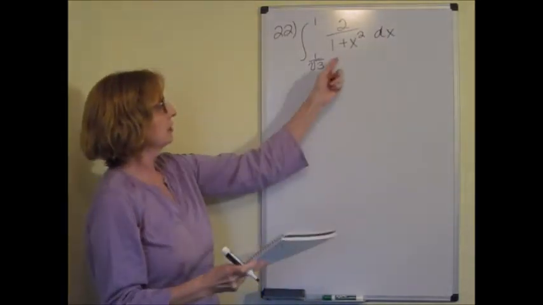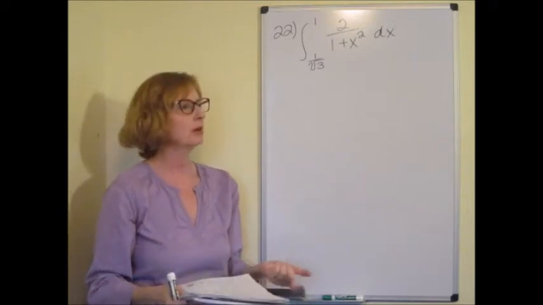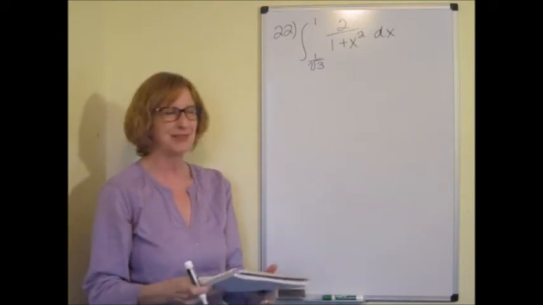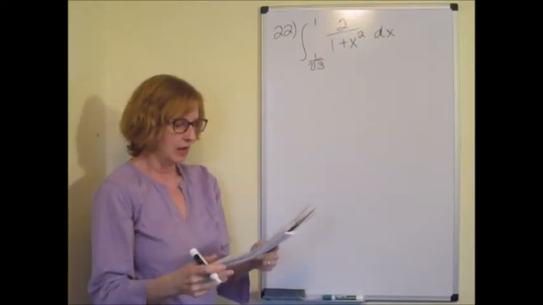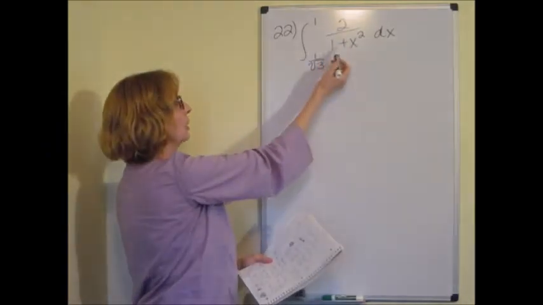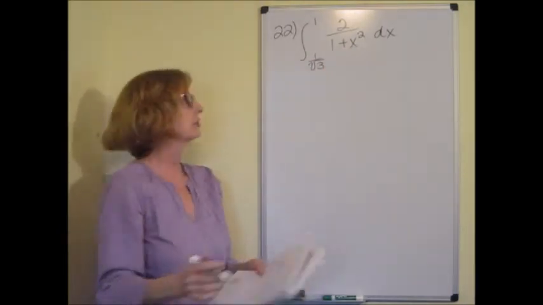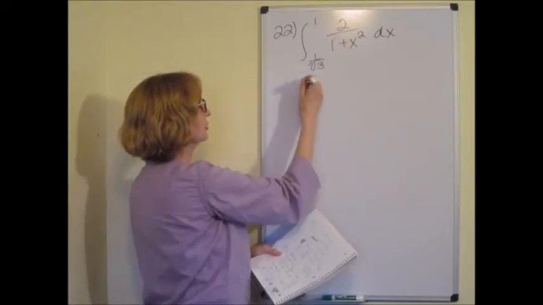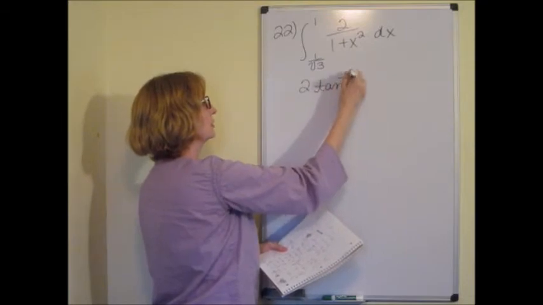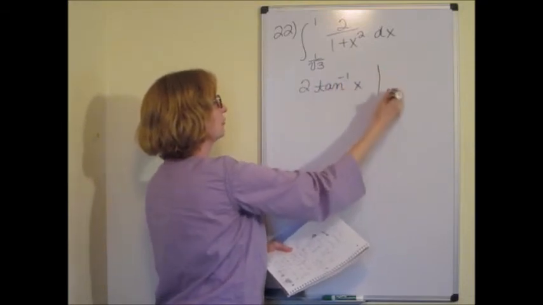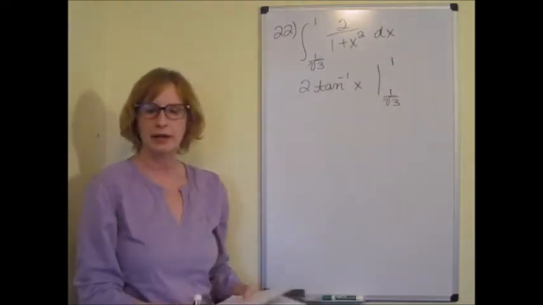This is one that we're going to need to look at our formula sheet. And that formula sheet is going to be given to you for any final exam that you would be taking, so you don't have to have this one memorized. Just look it up. If I looked for 1 over 1 plus x squared, that integral is the inverse tangent. This has a 2 on it, so my integral is just going to be 2 times the inverse tangent of x from 1 over root 3 to 1. And then we'll just plug in.